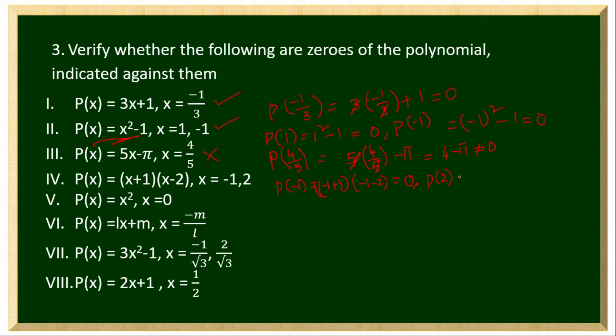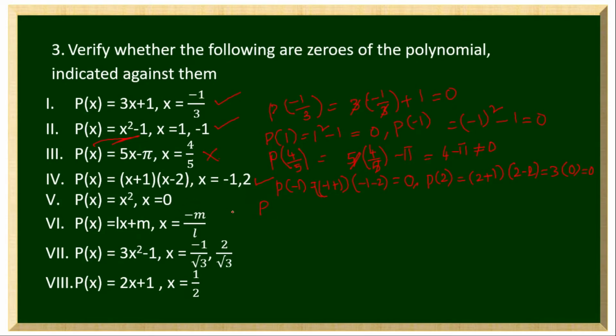Put 2 in the place of x wherever x is there. So p of 2 equal to 2 plus 1 into 2 minus 2. So 2 plus 1 is 3, into 0, since 2 minus 2 is 0. So 3 into 0 is 0. So for x equal to 2, the whole polynomial is becoming 0. So we can say that minus 1 and 2 are the zeros of the given polynomial, right? Next.